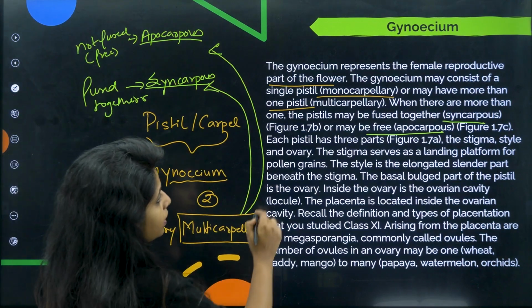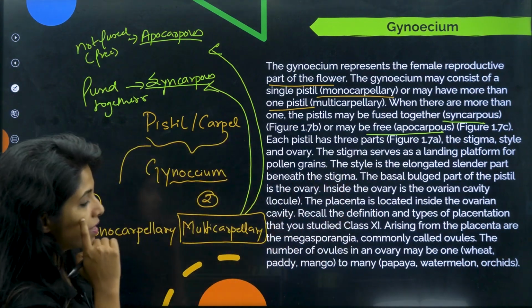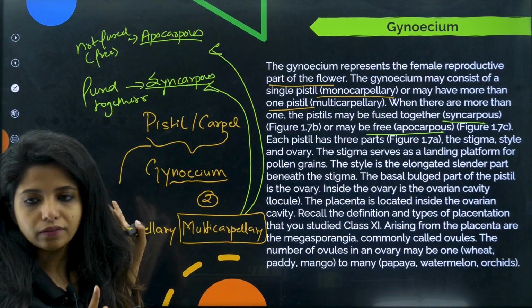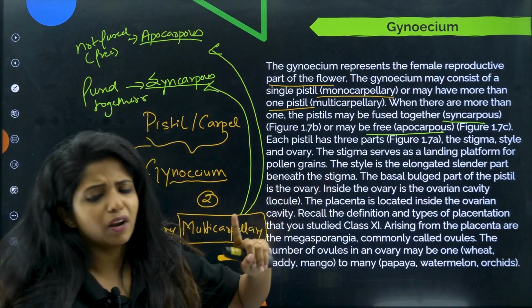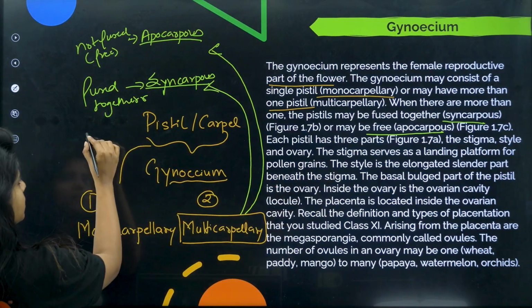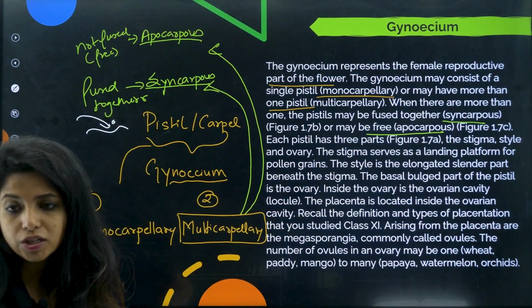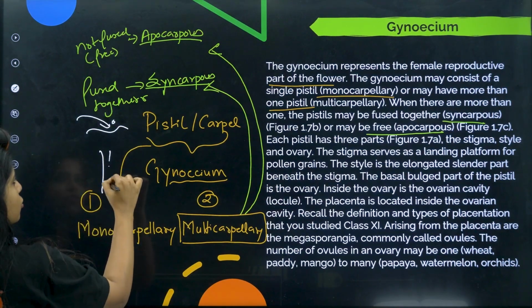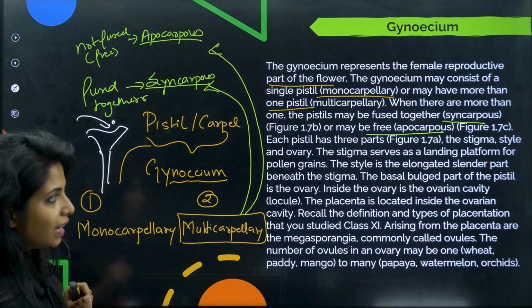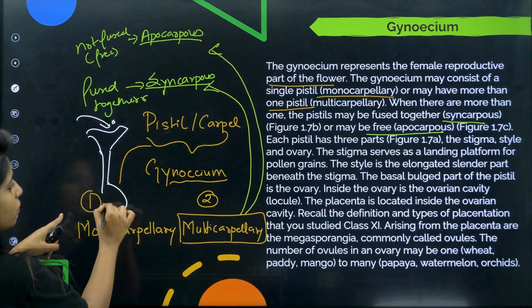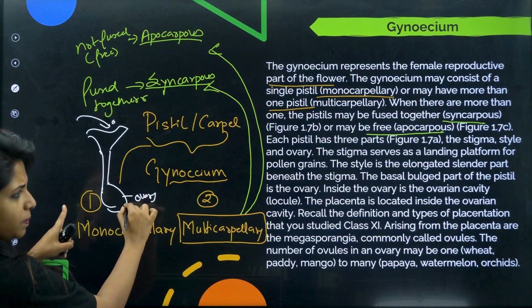Going ahead, each pistil has 3 parts: the stigma, the style and the ovary. That I will show you there itself. The stigma serves as a landing platform. There is a very sticky area on which the pollen grains land, and this sticky area is known as stigma. Then there is an elongated long structure which you call style, and then there is a basal bulge region which you call the ovary, about which we will be studying.